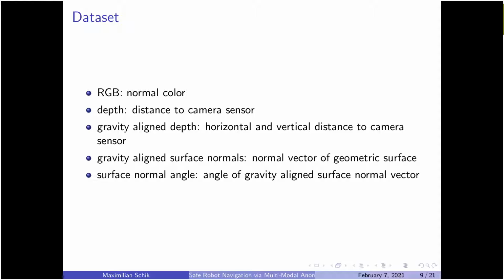In the paper they also use gravity aligned surface normals, so the normal vector of a geometric surface. For example, for a flat surface like the ground, the normal vector would just point straight up. And in the paper they also use the surface normal angle, so the angle of this normal vector.